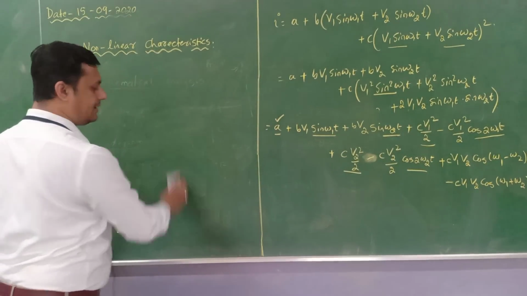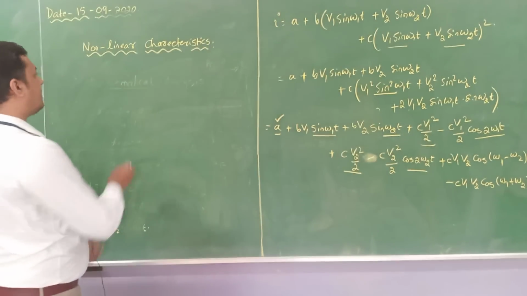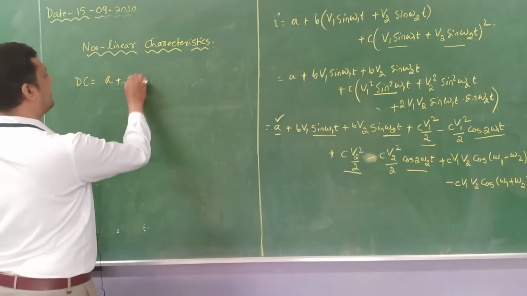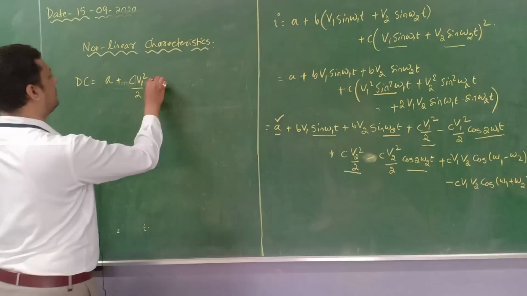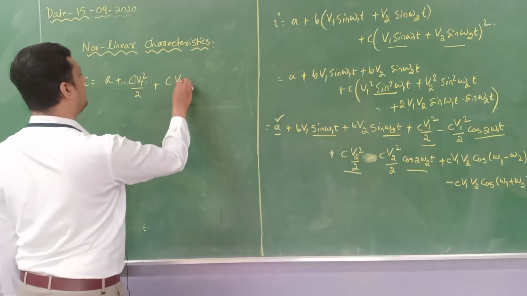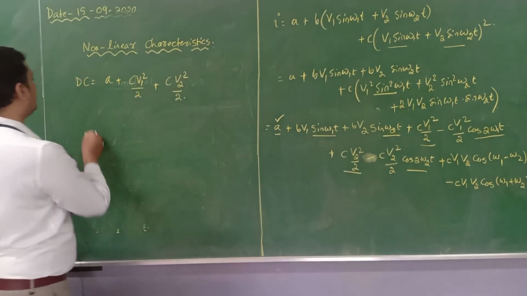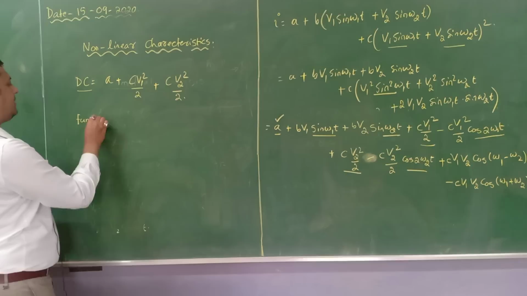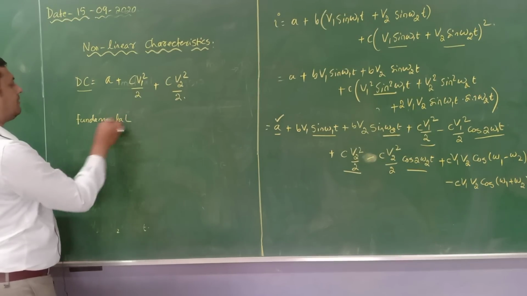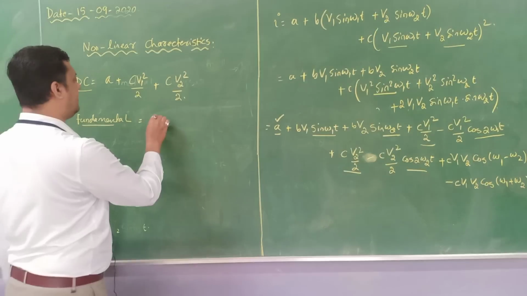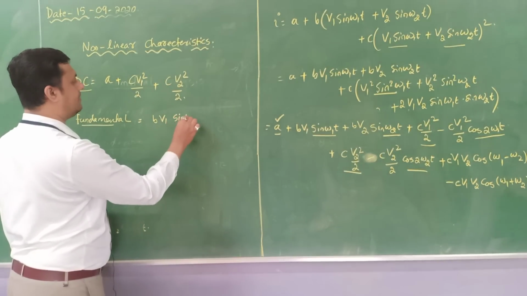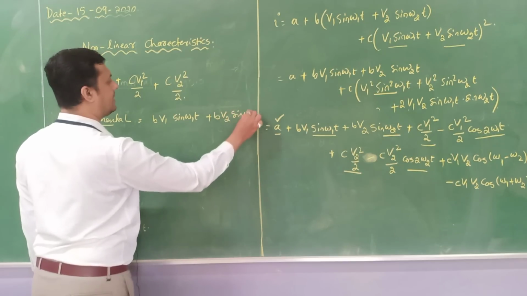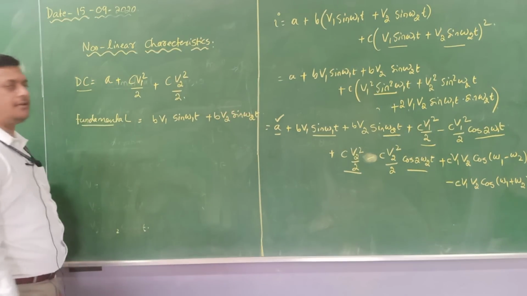So here one by one we will write. First, what DC component is available? The DC component is A plus C V1 square by 2, and the second one is C V2 square by 2. So this is the DC component. What fundamental components are available? Fundamental components are B V1 sin omega 1t plus B V2 sin omega 2t. So this is my fundamental component.